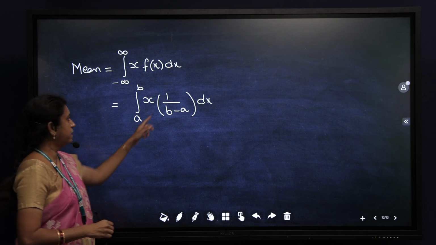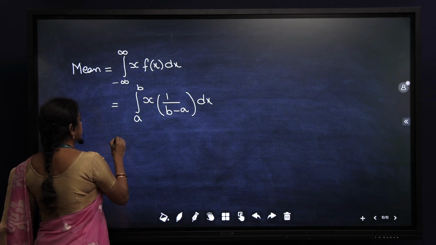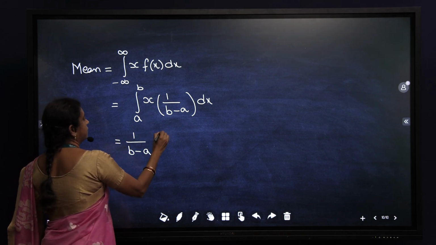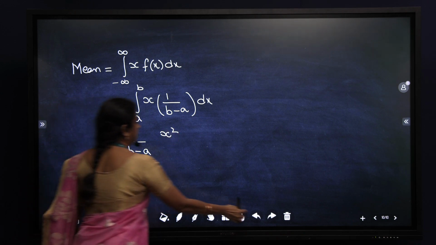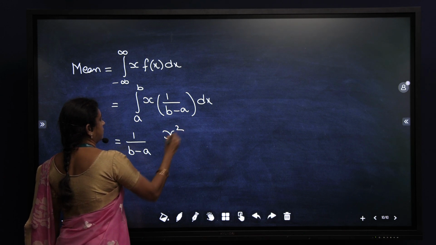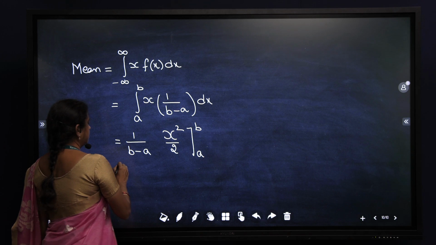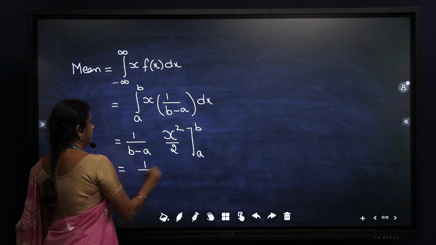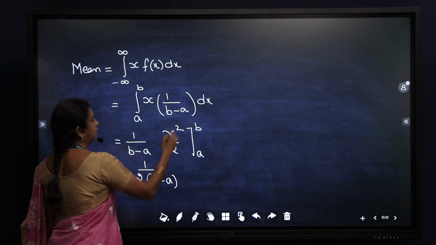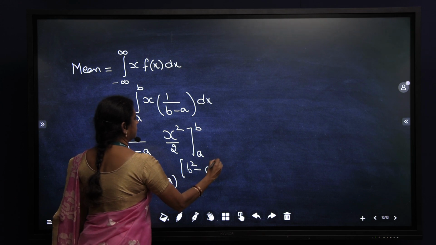Uniform distribution is defined as 1 by b minus a in the interval a to b. Now we'll integrate this. So this is equal to 1 by b minus a, and the integral of x is x square by 2 between limits a and b. Now simplifying, this will be equal to 1 by 2 into b minus a, and here apply the lower limit and upper limit, so b square minus a square.